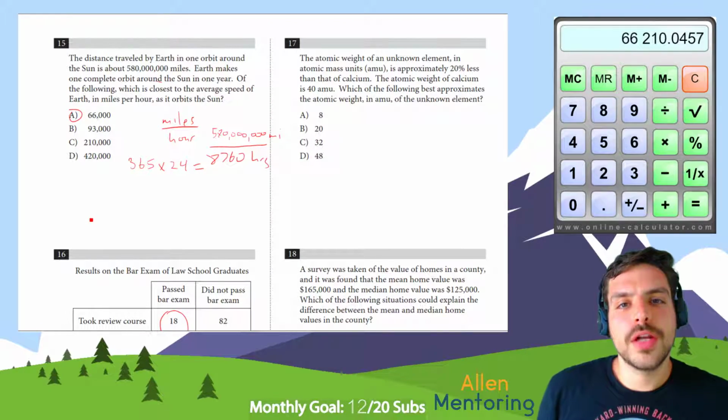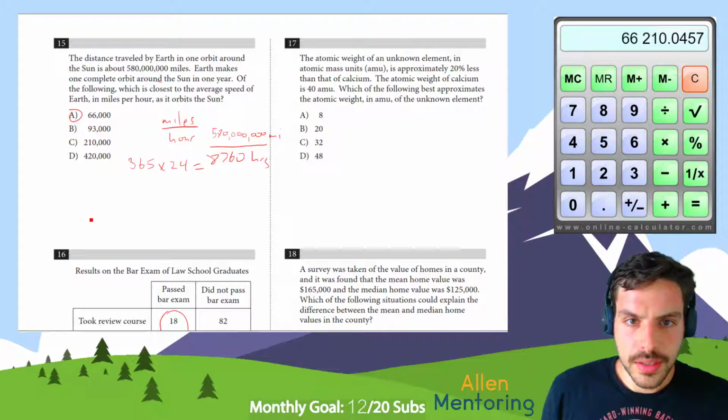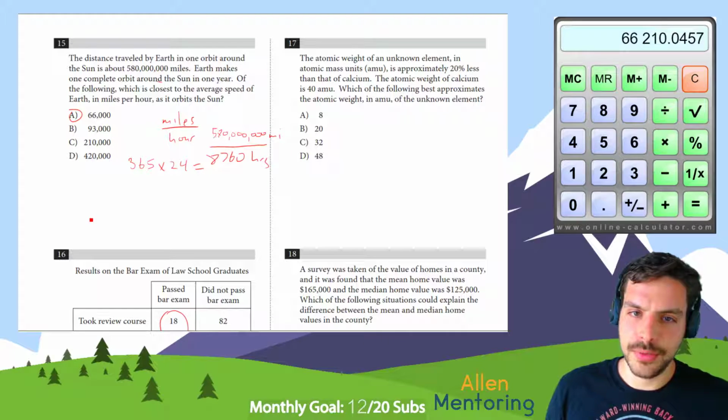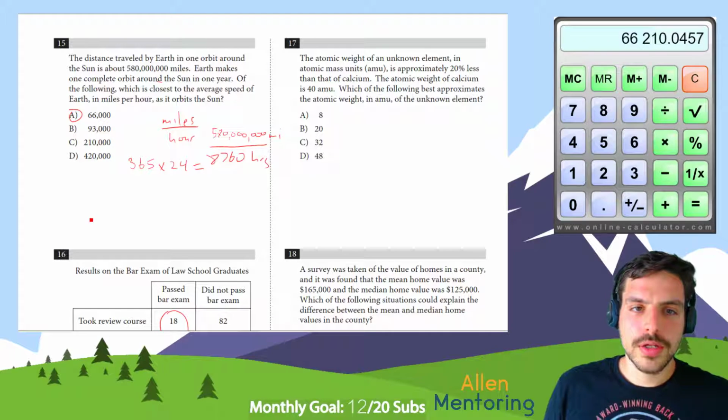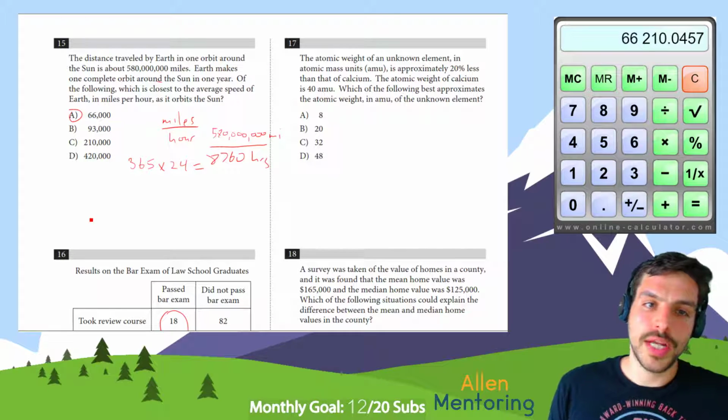The atomic weight of an unknown element in atomic mass units is approximately 20% less than that of calcium. The atomic weight of calcium is 40 AMUs. Which of the following best approximates an atomic weight in AMU of the unknown element? Okay, so all we have to do is find out what is 20% less than 40 AMUs.